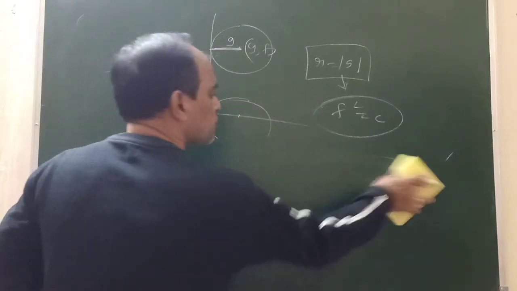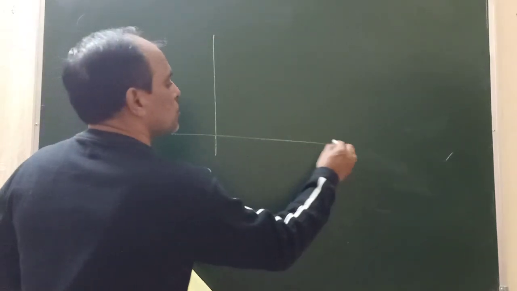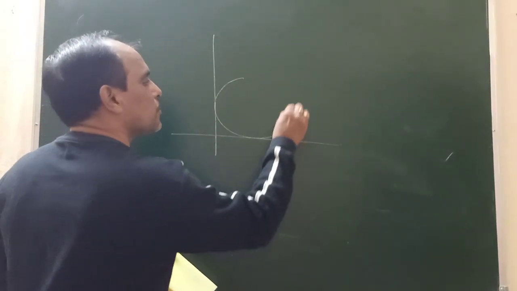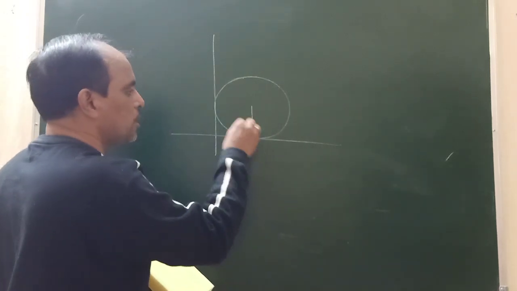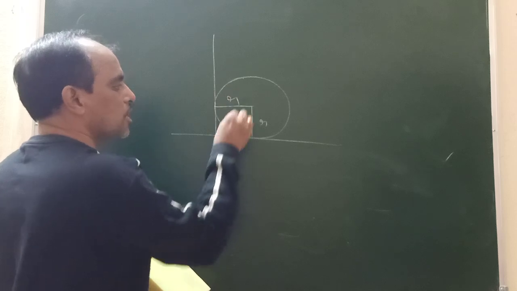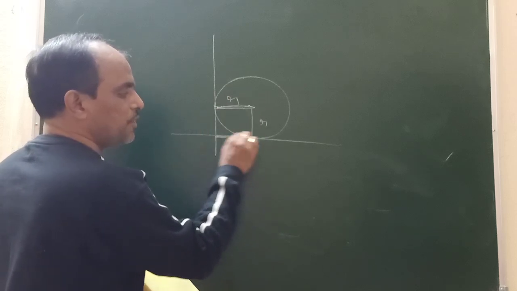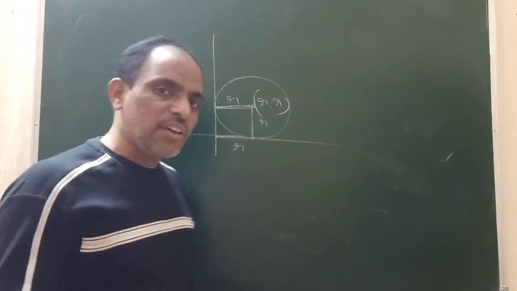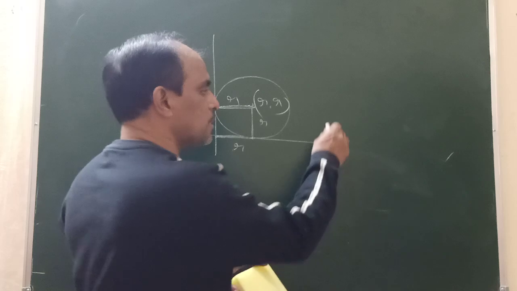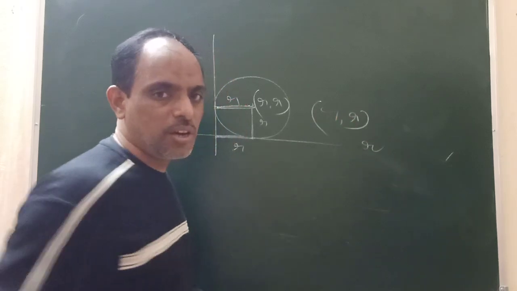Now, if a circle touches both the axes, then what happens? The circle will be like this. If a circle touches both the coordinate axes, then you see this is also radius and this is also radius. So if it is r, the length here is also r. Then what about the center? That is (r, r). So whenever a circle touches both the axes, the center is always of the form (r, r), and the radius is also r.